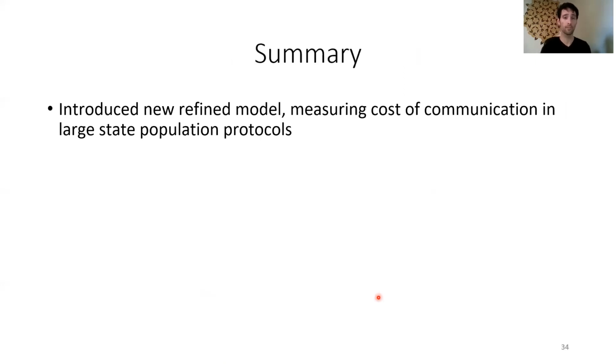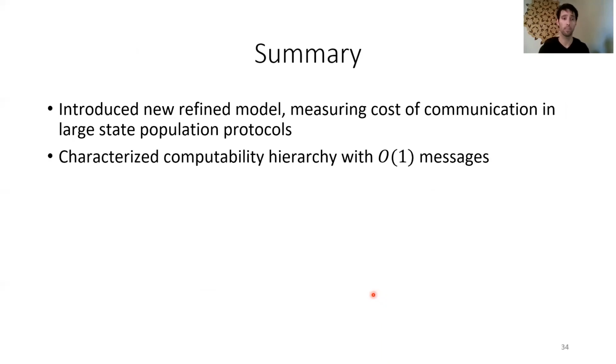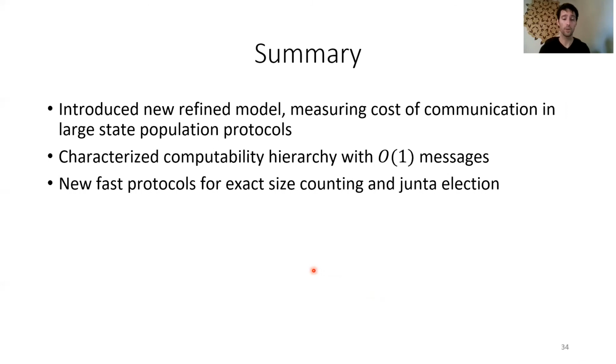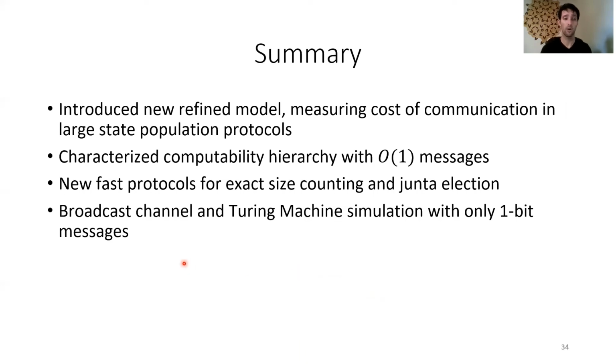So in summary, we introduce a new refined model that measures the cost of communication in population protocols. Then we characterize the computability hierarchy of this model with constant size messages. We introduce multiple new fast protocols for the problems of exact size counting and Junta election. And finally, we show how to achieve a broadcast channel and simulate a Turing machine using only 1-bit messages.